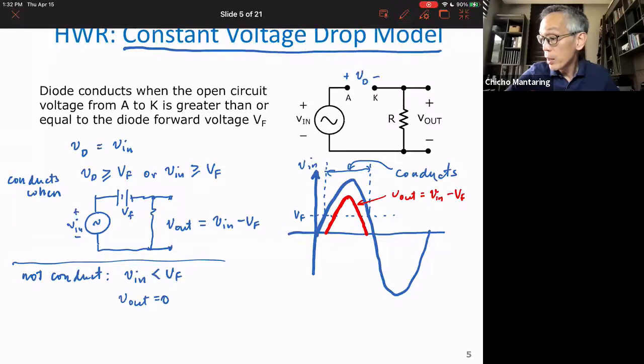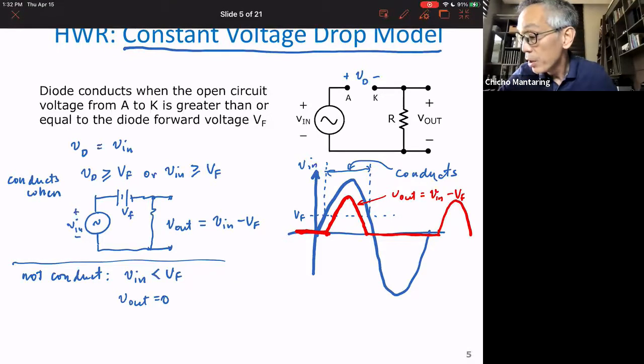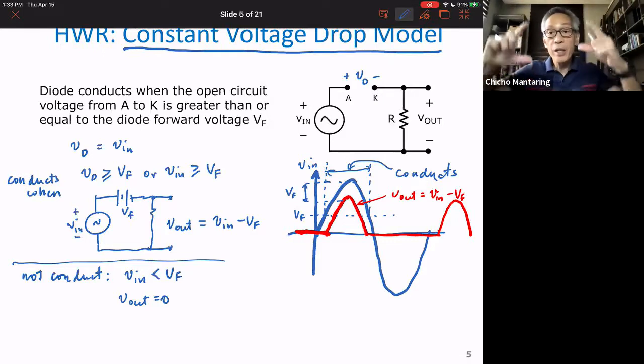So what will your output look like? It will be like that. That's everywhere else. So that is what our output looks like. Okay. That is the constant voltage drop model, using the constant voltage drop model in a half-wave rectifier. So the difference between this and this is also V sub F, because remember, we shifted the curve down by V sub F.